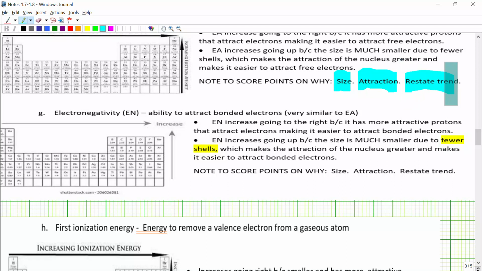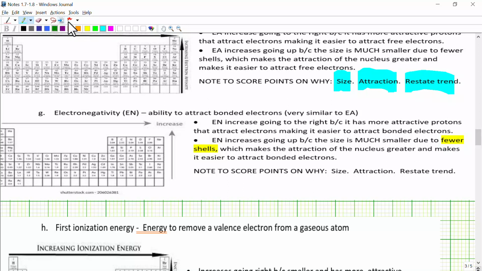Electronegativity is essentially the same thing as electron affinity. Electronegativity is the ability to attract bonded electrons. And remember, electron affinity is attracting free electrons. So if you are attractive to married people, you're probably also attractive to single people. And that's the idea. And the trend is exactly the same.